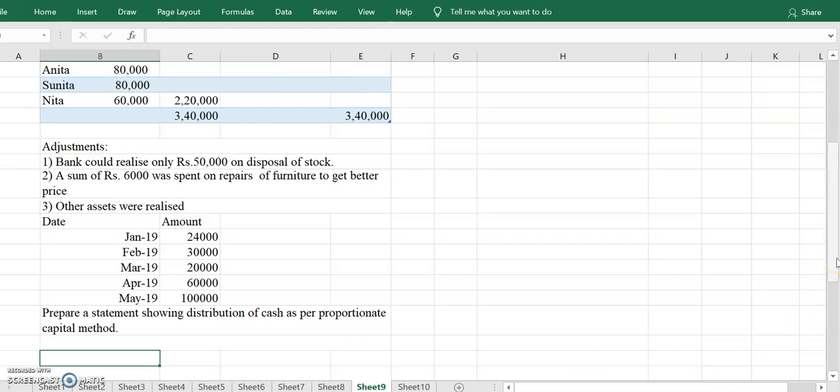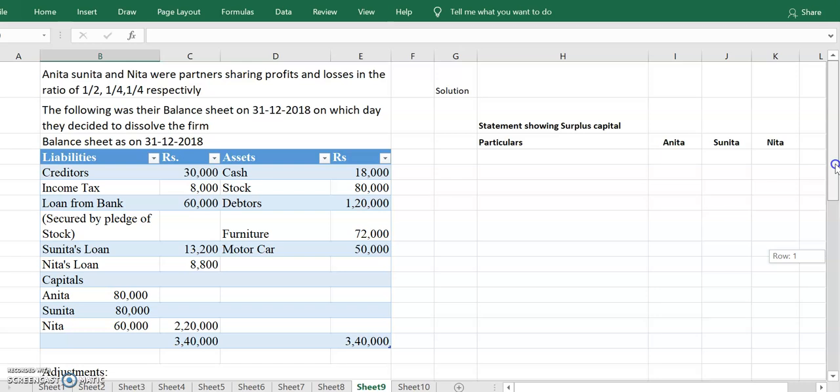For calculating and finding out some basic headings, the first procedure is to prepare a statement showing distribution of cash as well as the statement showing surplus capital. So the first statement we are preparing here is the statement showing surplus capital. Under this heading, we start with a particular statement. There is no ledger format or calculation of accounts. We just go through the preparation of the surplus statement format. The particulars and the three partners are recorded here.